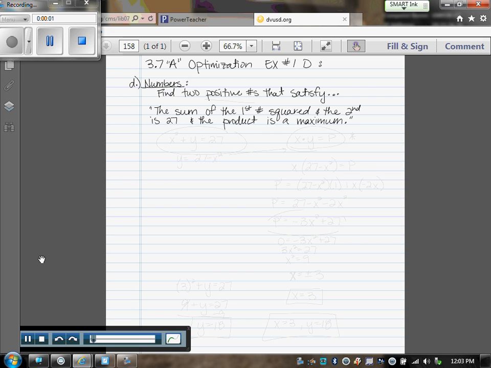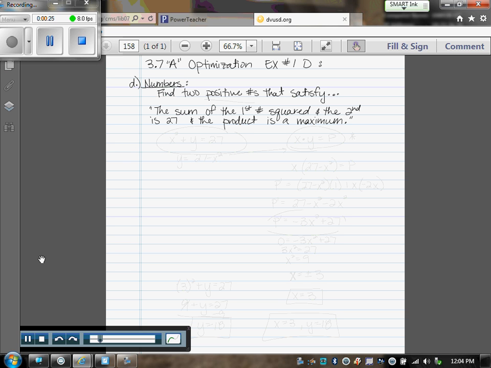All right, this is from section 3.7a on optimization. This is example number 1D, okay? It's talking about two numbers. It asks us to find two positive numbers that satisfy the situation. It says the sum of the first number squared and the second number is 27, and the product is a maximum. So the first thing we have to do is come up with our two different equations, okay?